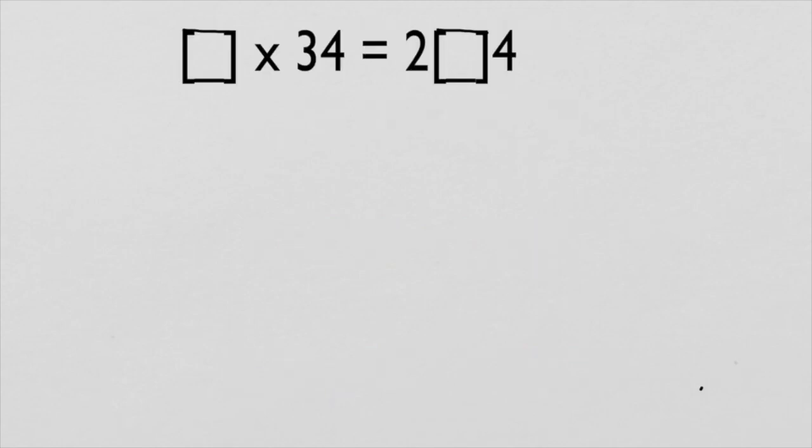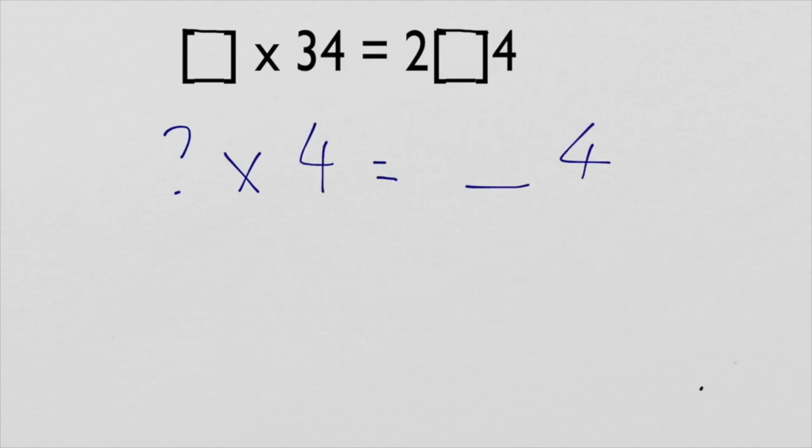Our first problem is to try to find this number here. So what I'm going to do, in order to do that, is to look at the single digits, the unit digits, and these two numbers here. So we know that something times 4 is going to give me an answer with 4 at the end. And the only numbers in the 4 times table that have 4 at the end are 1, 4 times 1, and 6, because 4 times 6 equals 24.